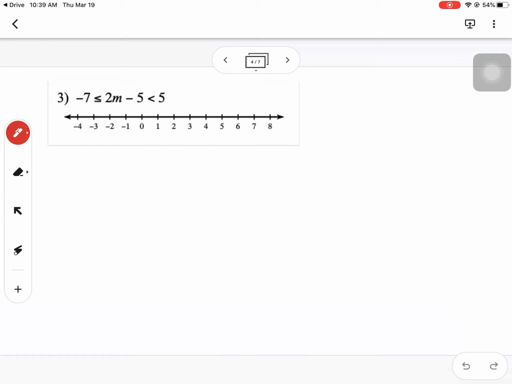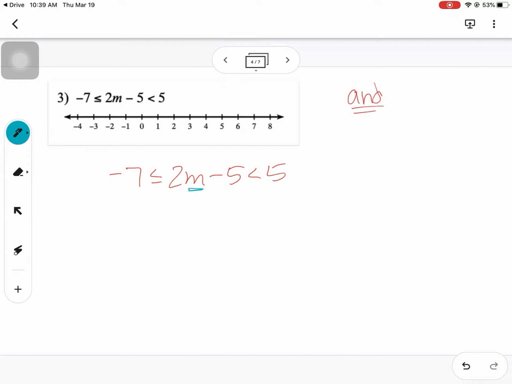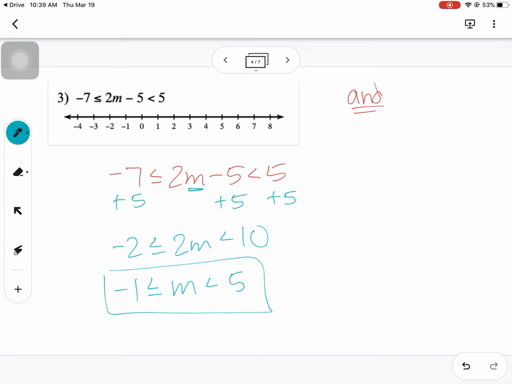Ones that are compound like this are really an "and" inequality, which means that both inequalities have to be true. Both that negative 7 is less than 2m minus 5, and that 2m minus 5 is less than 5. If they're written together, you can take advantage of that and really just solve it all at once. So for example, since I would have to get m alone, I would add 5, and I'm just going to add 5 in all 3 spots. And it's going to give me this, and then I would divide by 2 in all 3 spots. And so this would be my inequality.